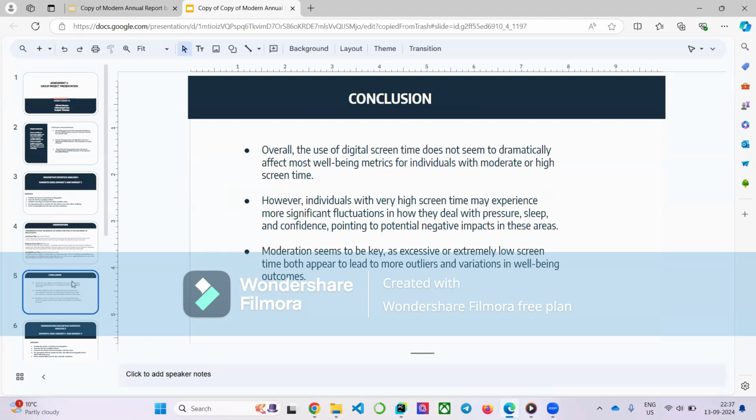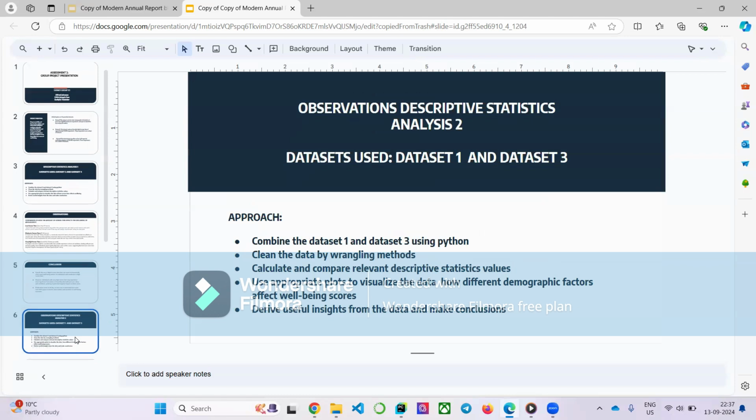Also, since there are many outliers for the low screen time category, this observation can be found. For the second analysis, datasets 1 and 3 can be used. The methods are almost the same as for the first. This data analysis compares the demographics with the well-being scores. My friend Jibin will be taking over the part from here. Thank you.